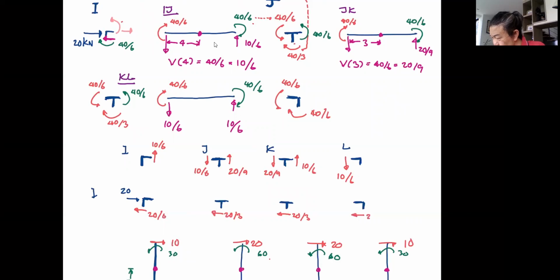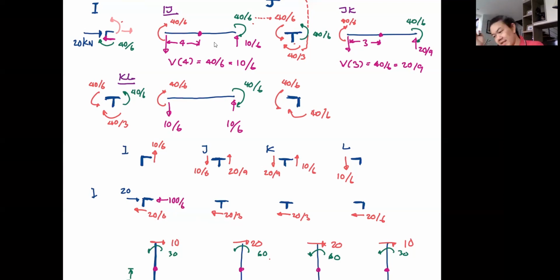Because in the end, these four shears add up and equal to 20, right? So you keep deducting this. In the end, it's going to come down to 0, correct? So this is going to be 20 minus 20 over 6. So let me find the number. That's going to be 100 over 6.